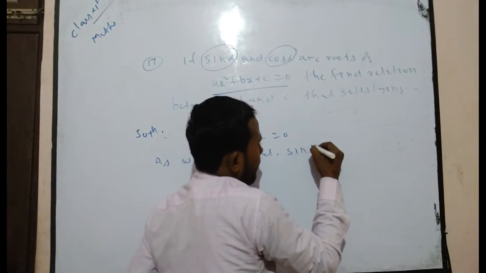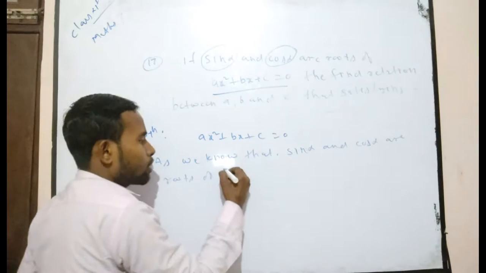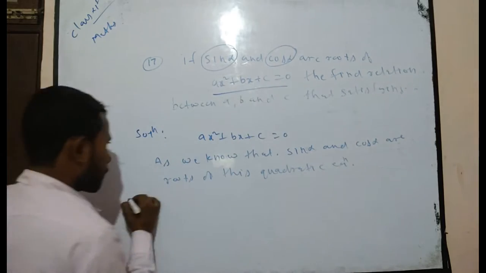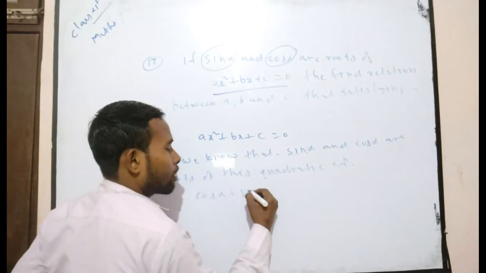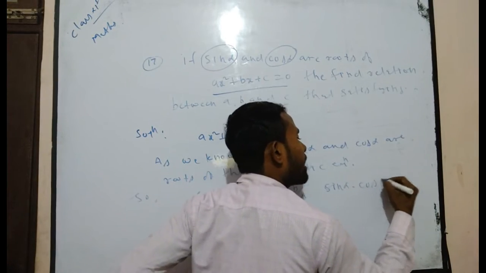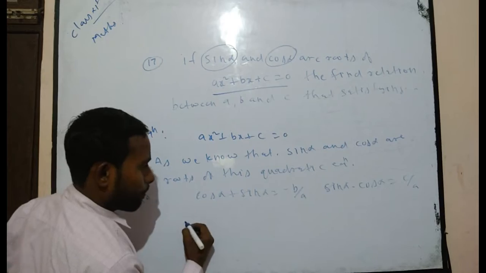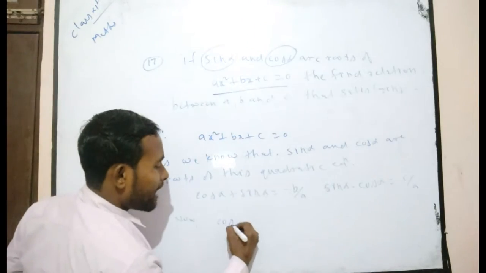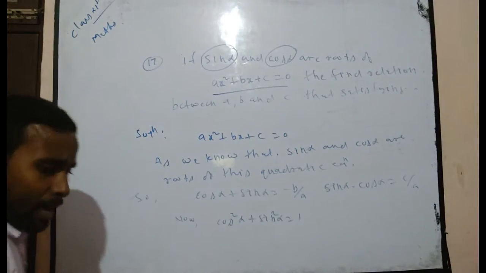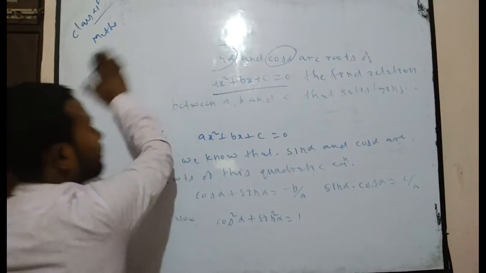As we know that sin alpha and cos alpha are roots of this quadratic equation, you can write the sum of roots, that means cos alpha plus sin alpha is equal to minus b by a, and the product of roots, that means sin alpha into cos alpha is equal to c by a. Also, as you know, cos square alpha plus sin square alpha is equal to 1.